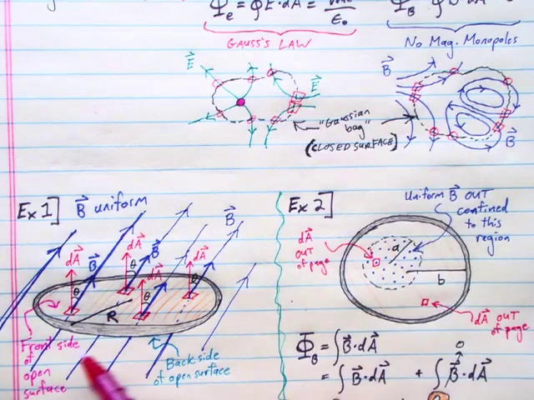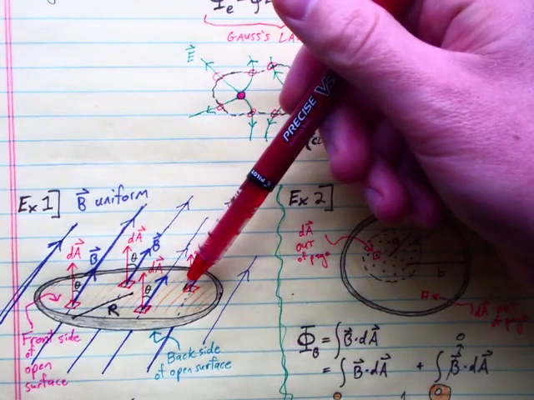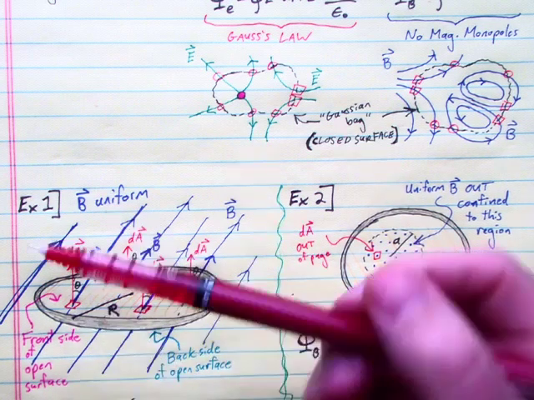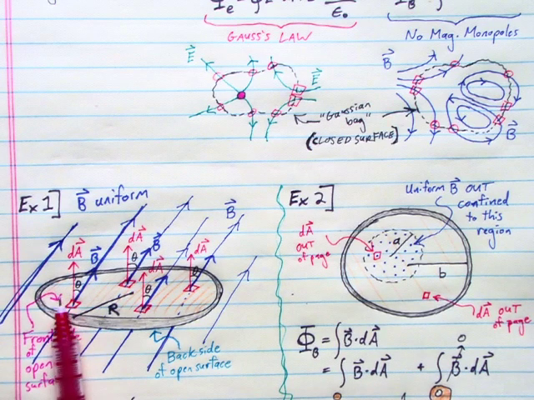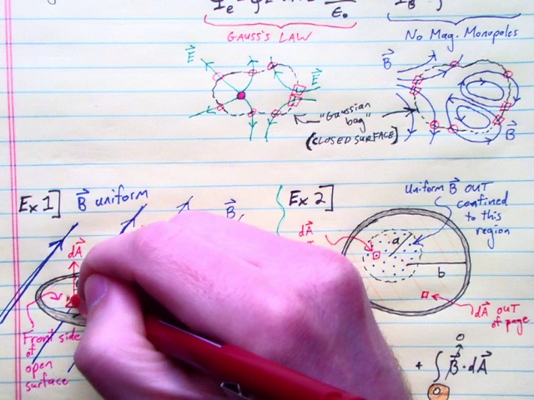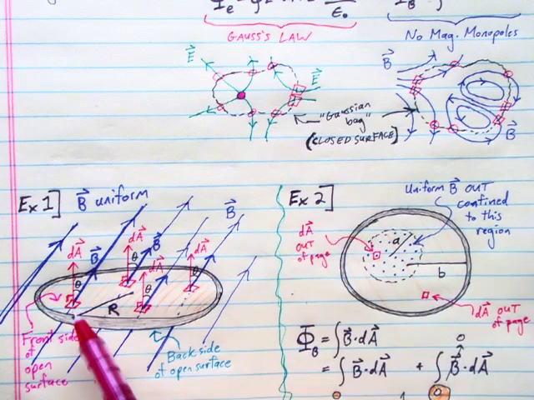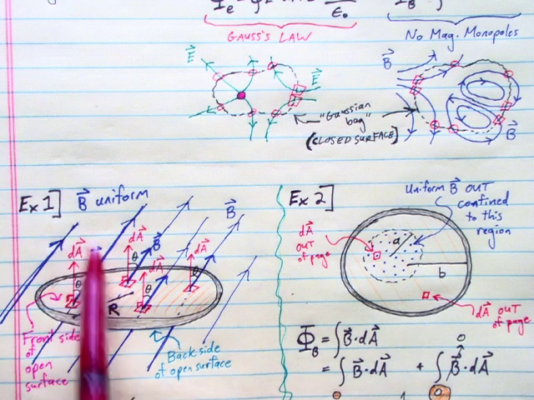So we'll have to define a front side and a back side. The top here will be the front side of our surface. The underside that we don't see will be the back side. So our little dA vectors at every little patch of surface area point out perpendicular to the surface, making right angles to the surface, pointing out away from what we've defined as the front side.